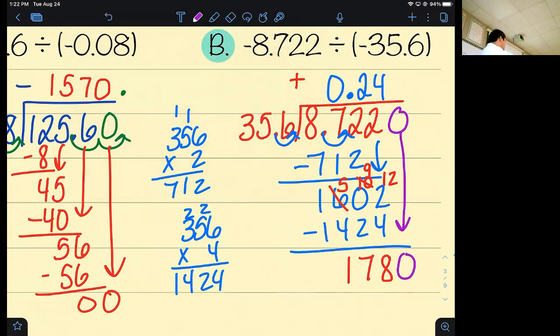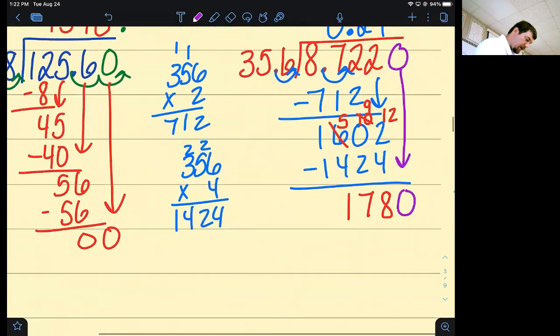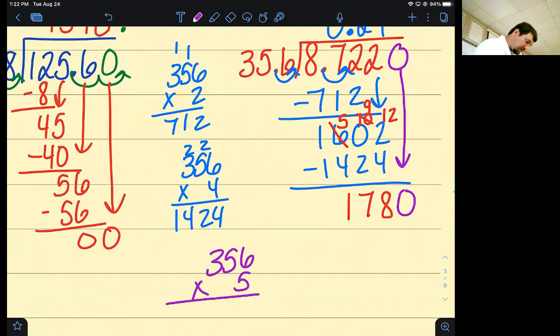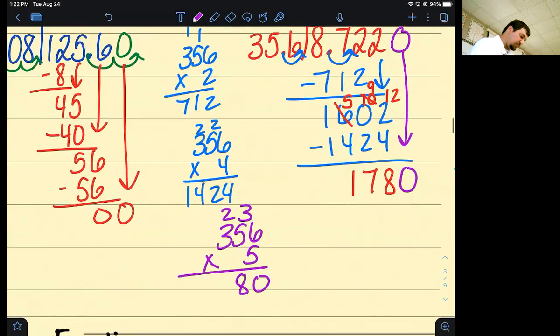1,780. Any guesses? We know because of our side work, it's got to be more than 4. Any guesses, Jace? 5. Okay, 356 times 5. 5 times 6 is 30. 5 times 5 is 25, plus 3 is 28. 5 times 3 is 15, plus 2 is 17. That's exactly what we were looking for.